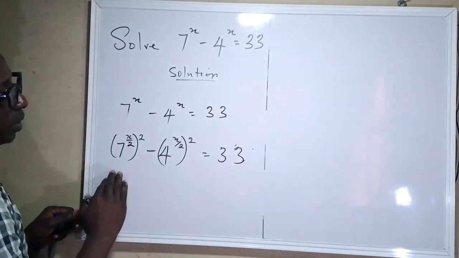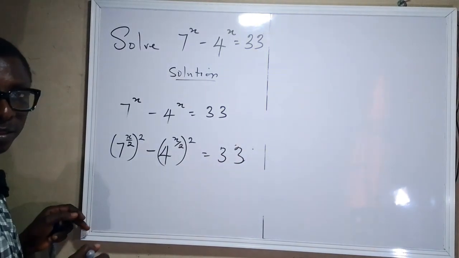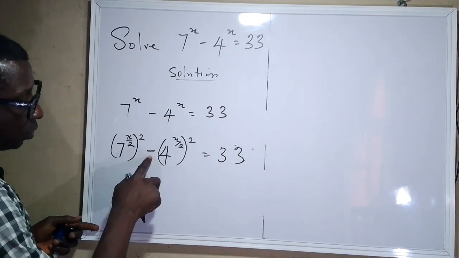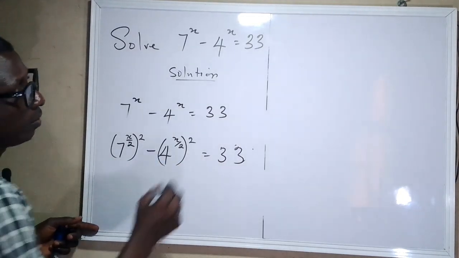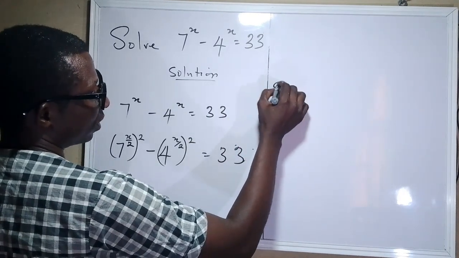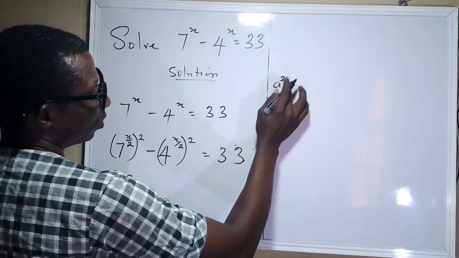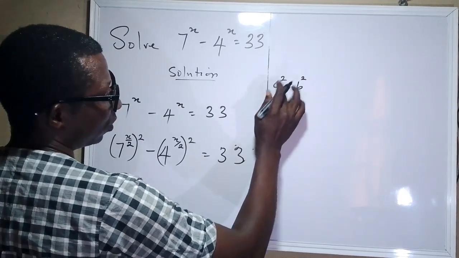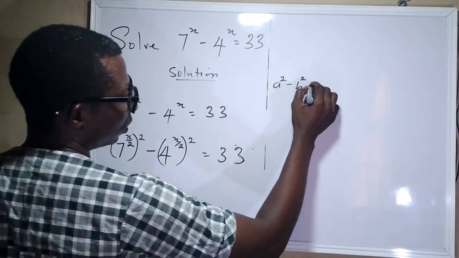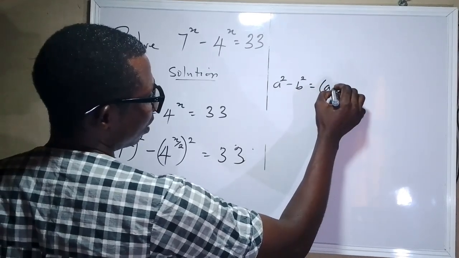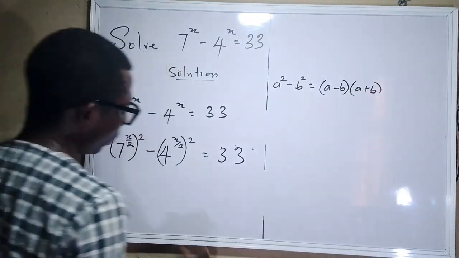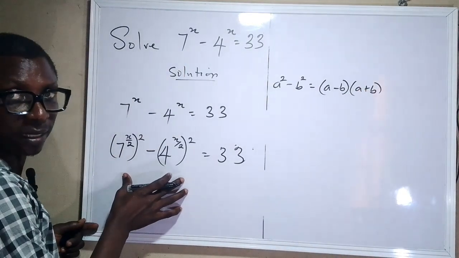Alright, now when you look at what we have here, we now have a difference of 2 squares. So this is a square, this another square, so you can see subtraction there. And whenever we have a difference of 2 squares of this type, a raised to the power of 2 minus b raised to the power of 2, that gives us a minus b times a plus b. So we are going to implement that here.